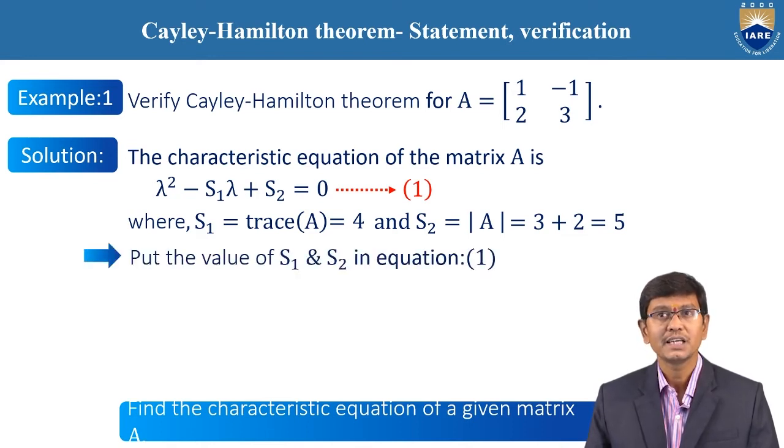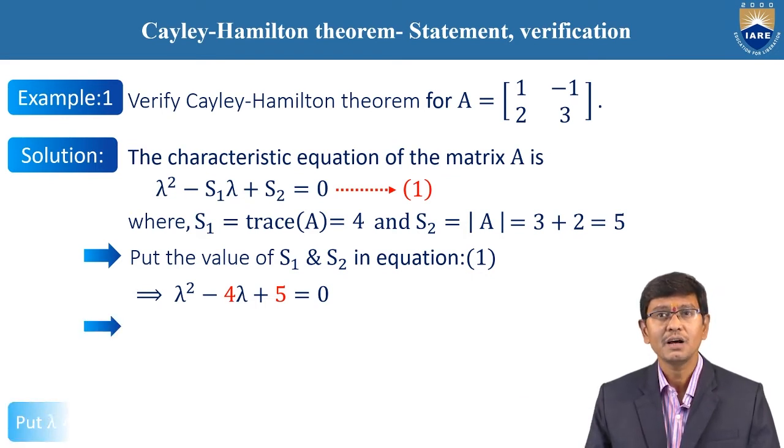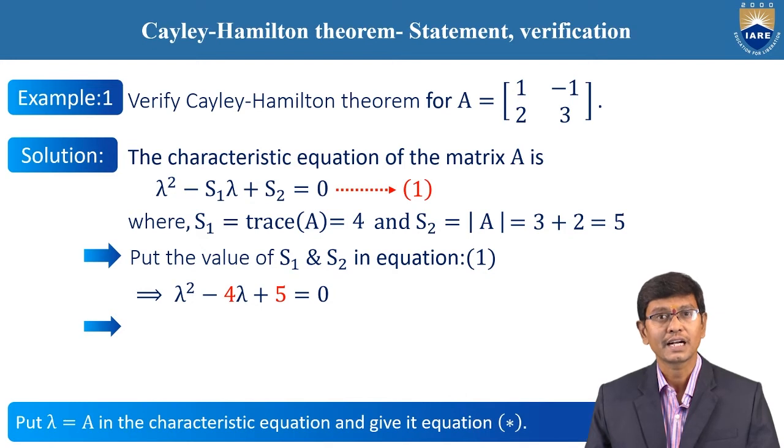And by using this S1 and also S2, whatever we treated as per the procedure in that equation 1, when we replace S1 and S2, the equation reduces to lambda square minus 4 lambda plus 5 is equal to 0. And now we want to verify the Cayley Hamilton theorem. According to this procedure, we need to replace lambda with A. Therefore, by replacement of lambda in this equation, we obtain A square minus 4A plus 5I is equal to 0.